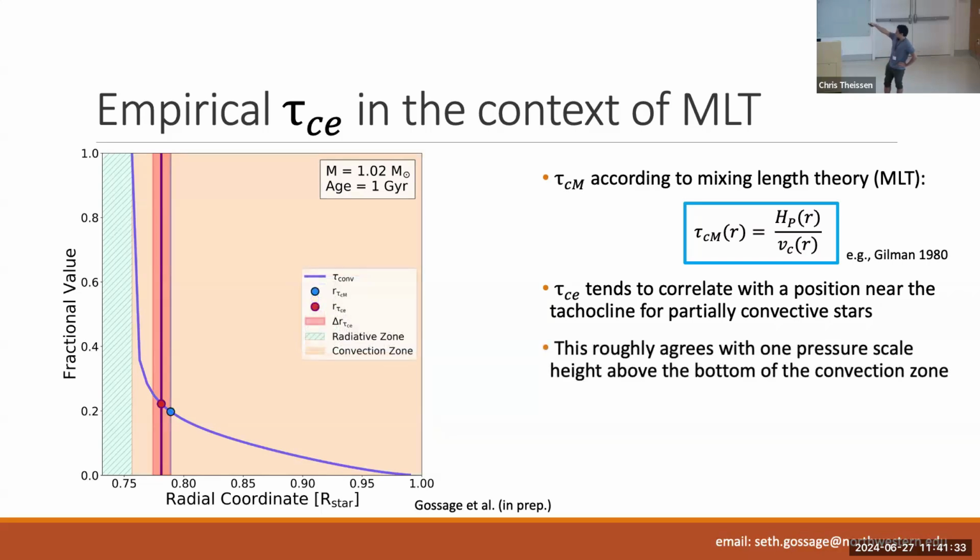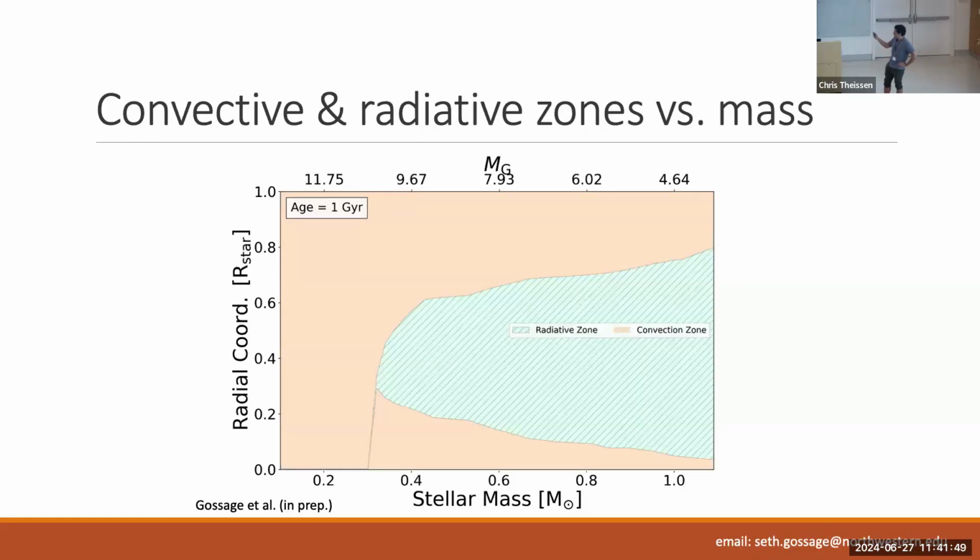And if we, as I mentioned, use the calculation one pressure scale height above the bottom of the convection zone to calculate our theoretical convective turnover time, it matches pretty well, as we saw for partially convective stars. I can show you the same thing as a function of mass. So on the y-axis now, I'm plotting the radial coordinate at 1 gigayear versus mass, and we're showing the convection zone and the radiative zones as calculated according to our stellar evolution models.